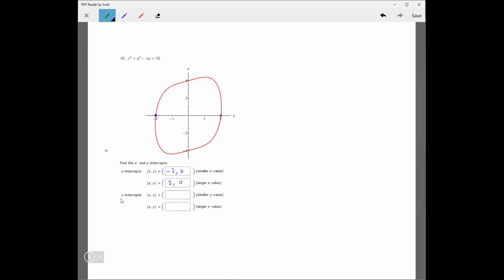And then you want the Y-intercepts, and that's going to be these 2 points here. So 0, -4 would be this point. Okay, I can label it. And this one's going to be 0, 4.